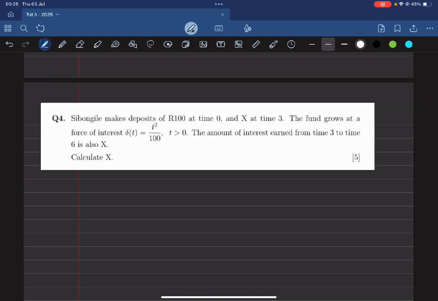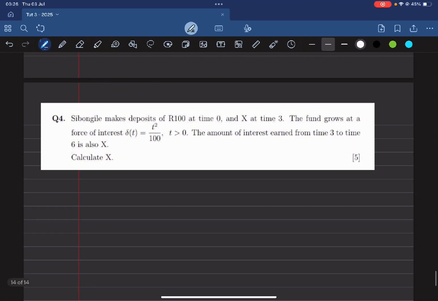Let's have a look at question 4 now. Question 4 says, Sibongile makes deposits of 100 Rand at time 0 and X at time 3. The fund grows at a force of interest of t squared over 100. The amount of interest earned from time 3 to time 6 is also X. Calculate X.